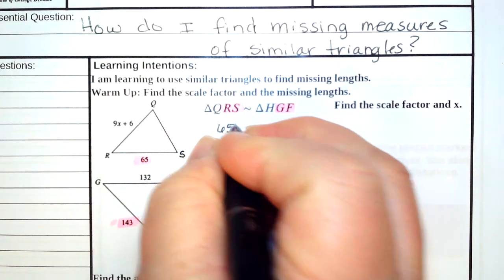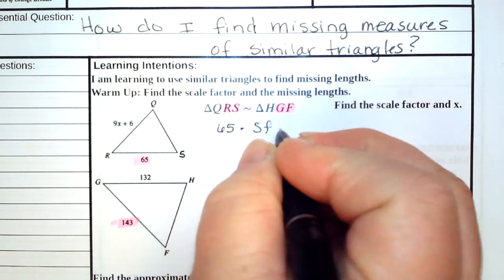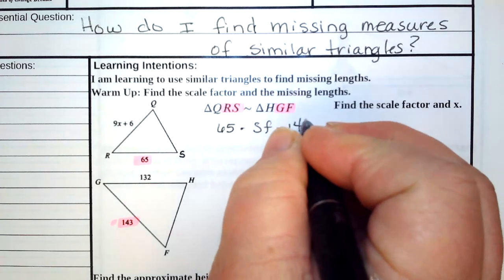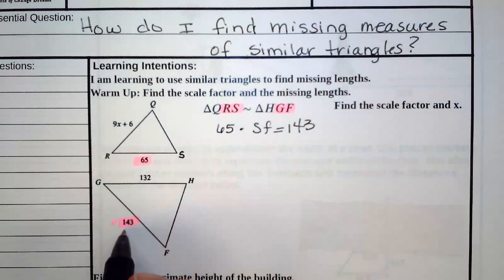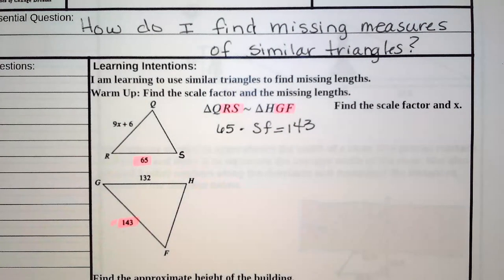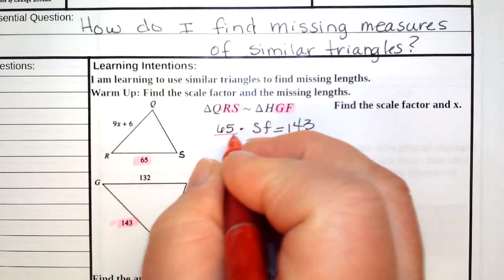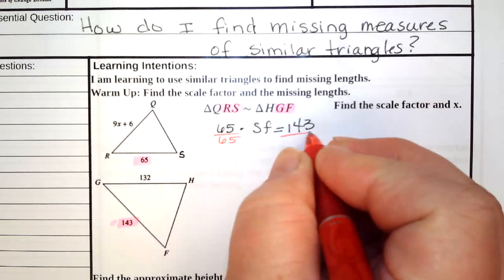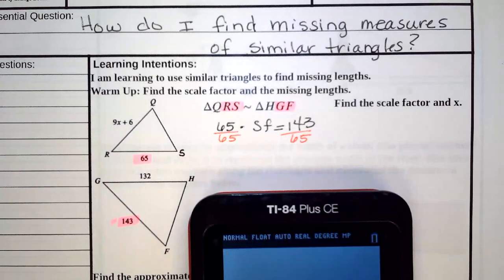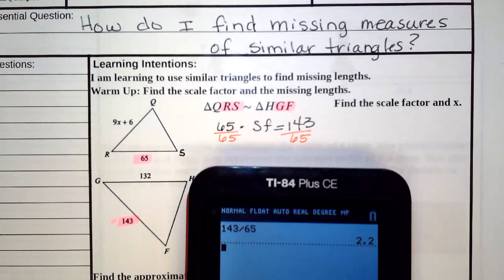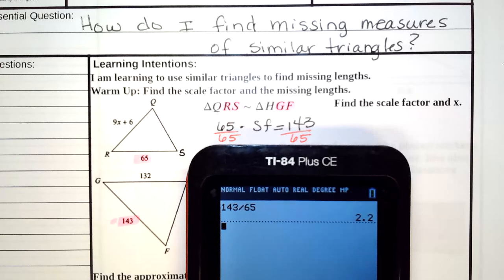65 times our scale factor will give us 143. Now, if you can remember, all you have to do is say 143 divided by 65. But it's okay if you don't. Set it up as your equation and divide both sides by 65. 143 divided by 65 gives me 2.2. And I'm good with a decimal.